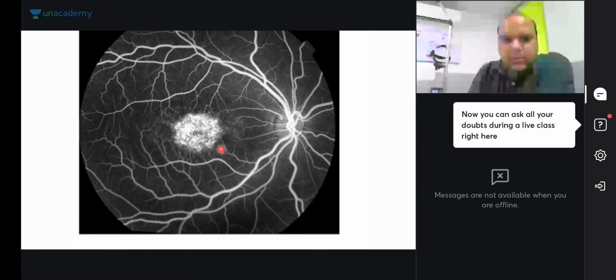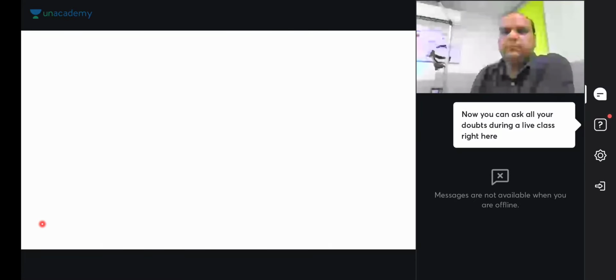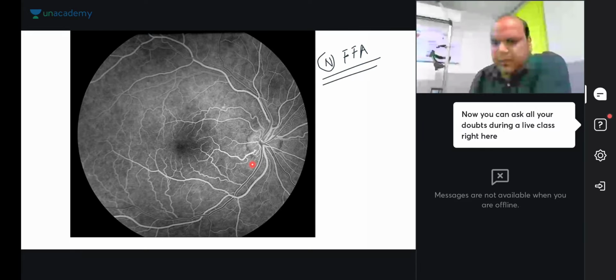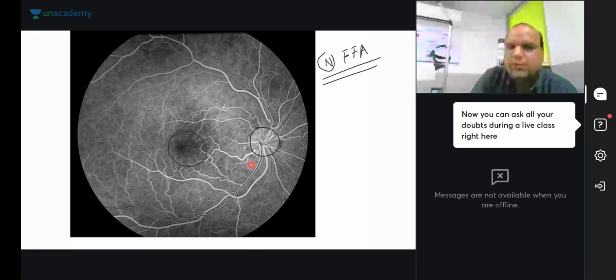Let me bring up a normal FFA also on the screen to explain. Now I'll be showing you two photographs. This is the normal FFA, which I've already explained if you have seen my lecture. So in normal FFA, what do we see? We see this optic disc, we see this macula, which is dark, we see the blood vessels. But what else do we see? We also see a background fluorescence.